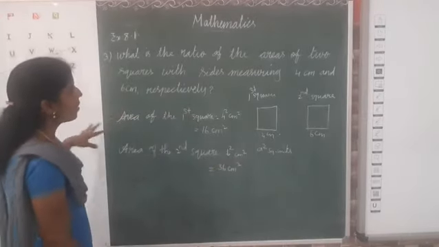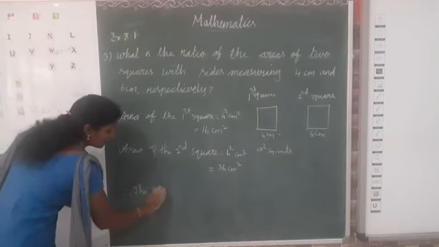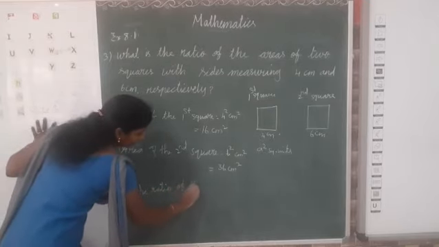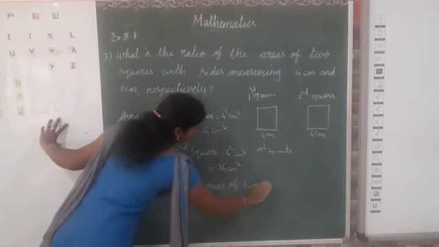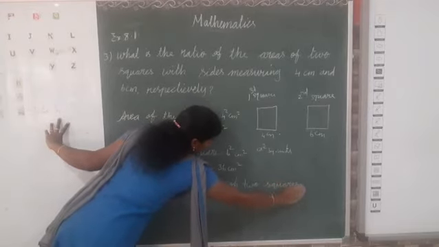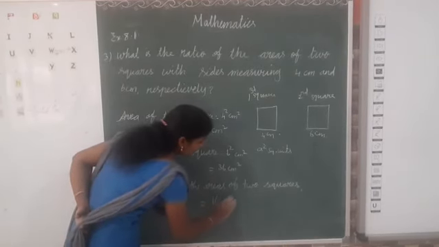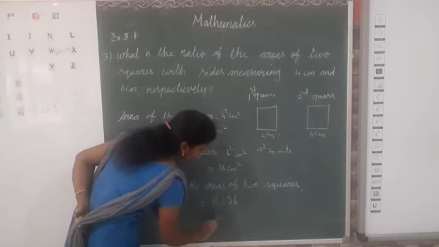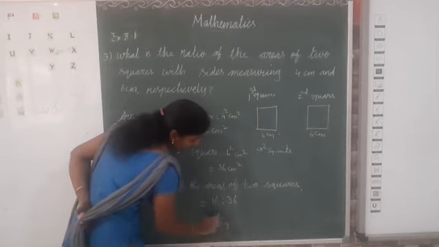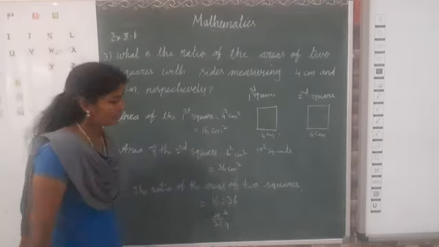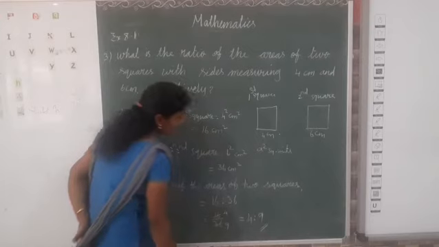Now, the ratio of the areas of 2 squares. Okay. Therefore, the ratio of the area of 2 squares equal to 16:36. Isn't it? Now we can write 16/36. Now 4 table, 9 fours are 36, 4 fours are 16. So what's the answer? 4:9. Isn't it? 4:9 is the answer.